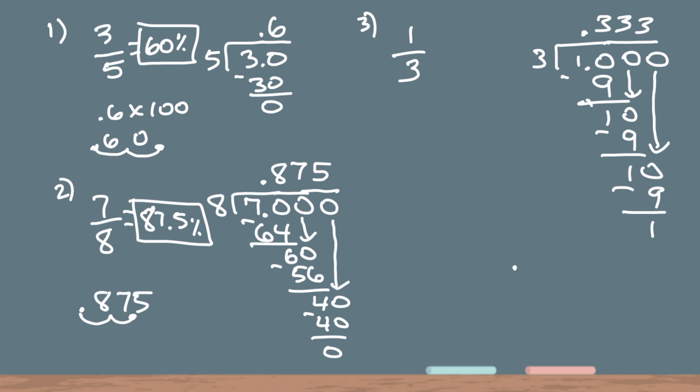So again, we're going to write that down here. And we're going to move the decimal place to the right twice, or 2 places to the right. So now we have 33.3. And that is our answer, 33.3%.